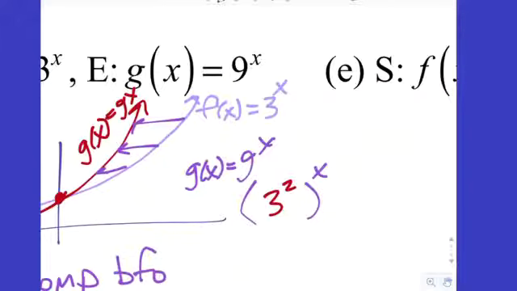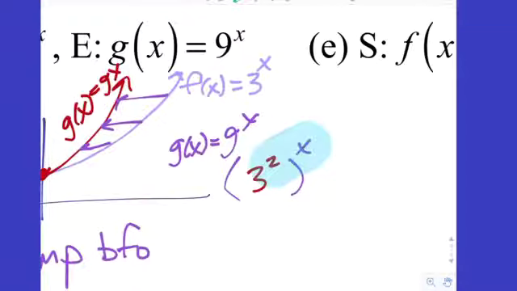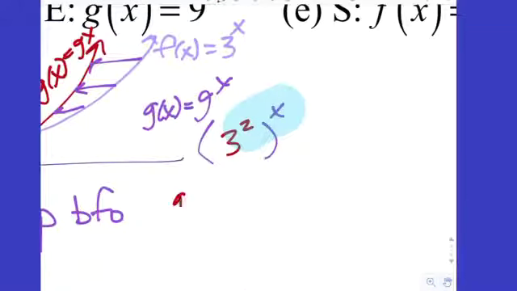3 squared. Super duper. So we just wrote 9 as 3 squared. And now again, the rules of exponents. We're raising a power to a power. What do we do with those?